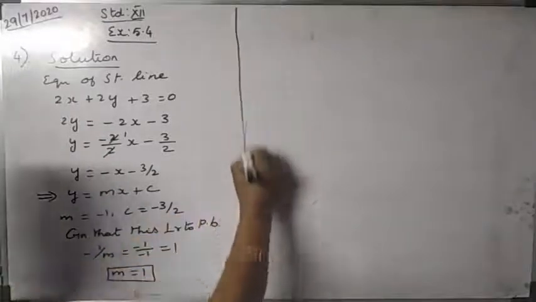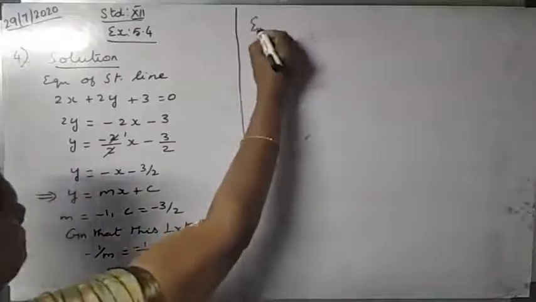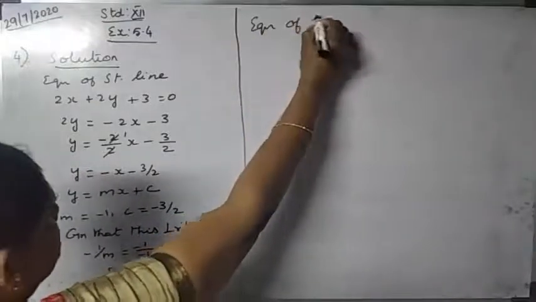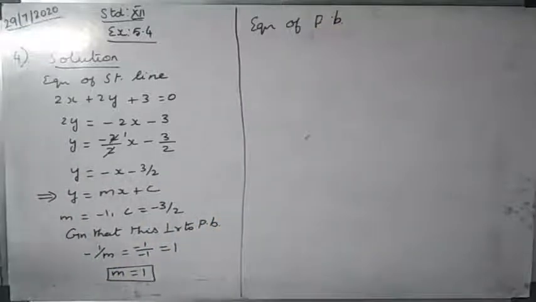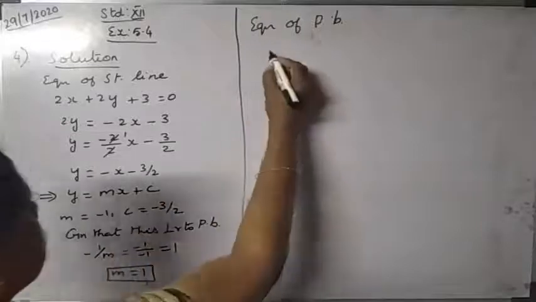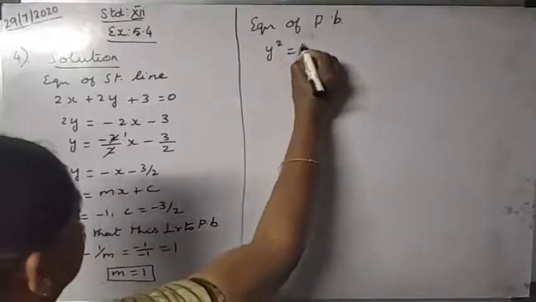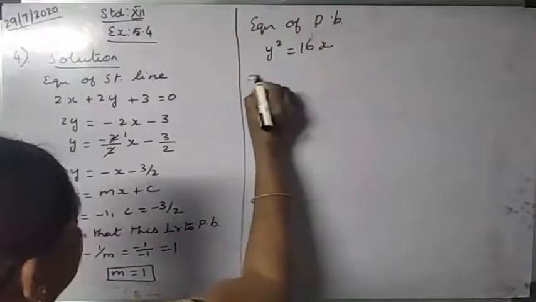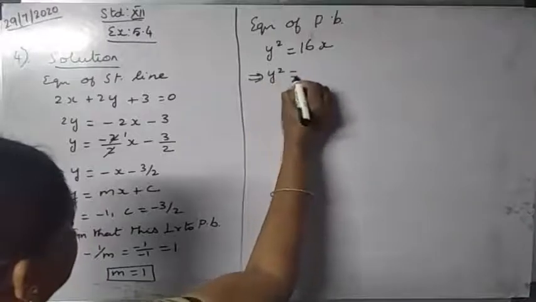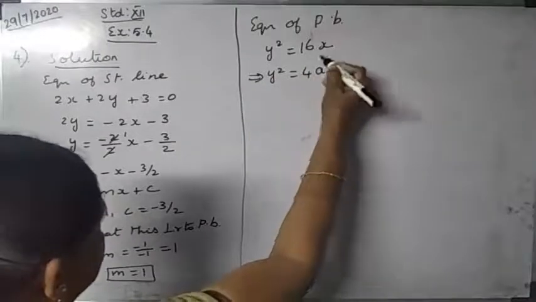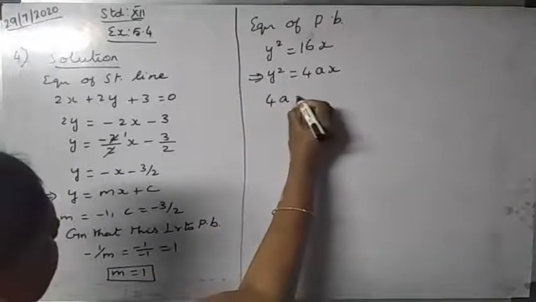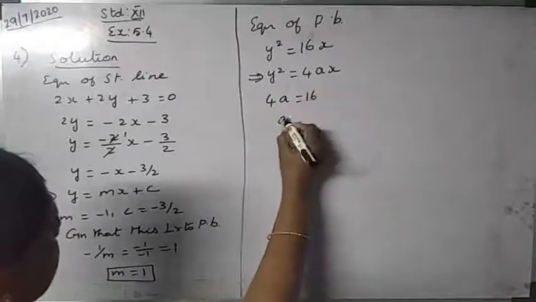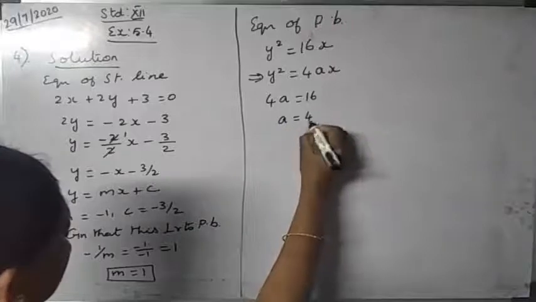And now take the parabola equation. Now equation of parabola. So what is the equation of parabola? It is given y square is equal to 16x. So which implies y square is equal to 4ax is the general equation. So from this equation you can write 4a equal to 16, therefore a is equal to 4.